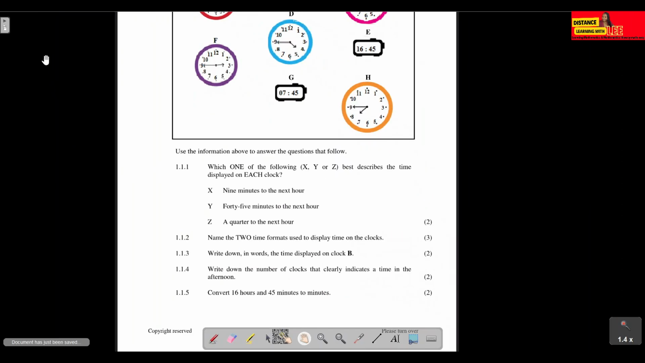All right. Let's have a look at the last question. Question 1.1.5 says, convert 16 hours and 45 minutes to minutes. In this case, we can already see that the only thing we need to convert here is the 16 hours. So we first need to convert these 16 hours to minutes, and once we've done that, we can add the 45 minutes to get the total minutes. So we're going to do that.